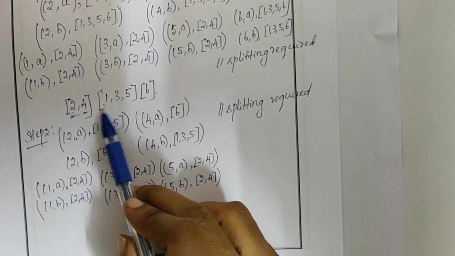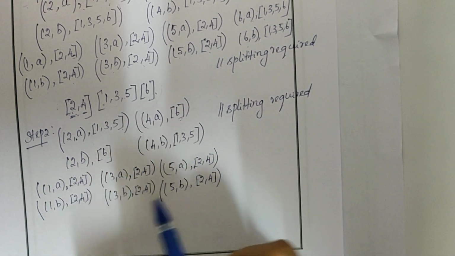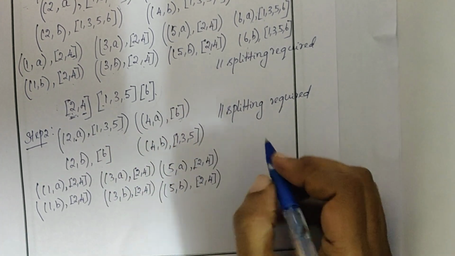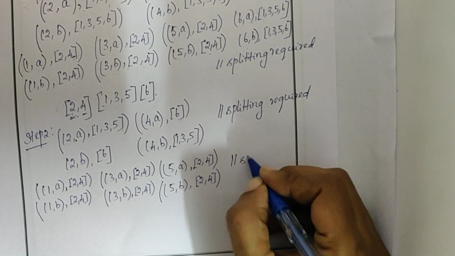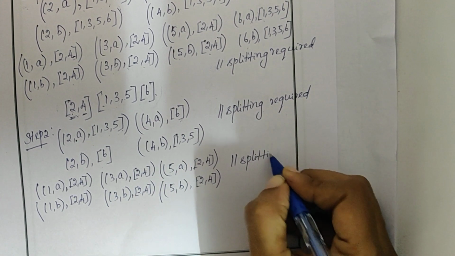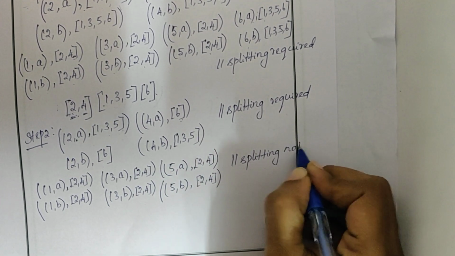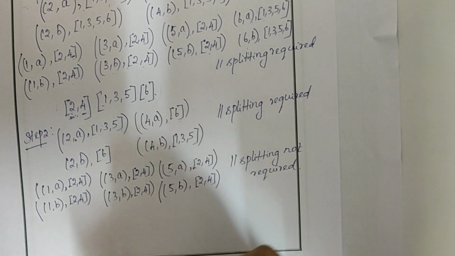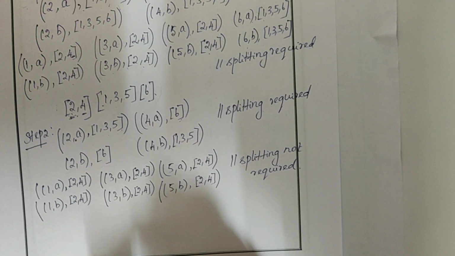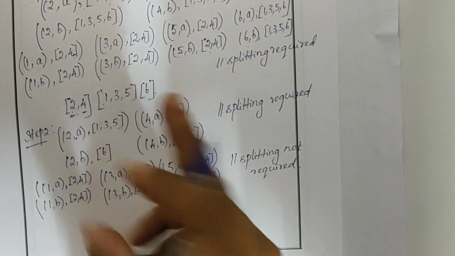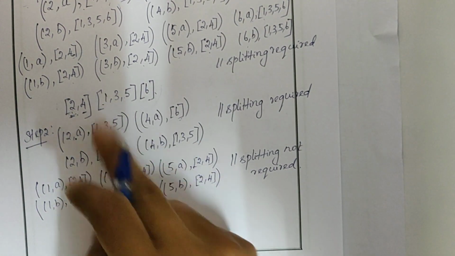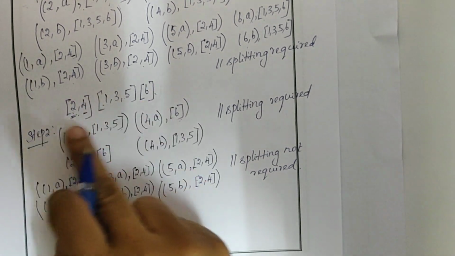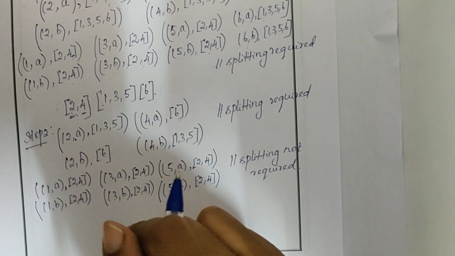Right? So this 1 3 5 class is over. Check, everything is the same. So no need to split. Write the comment splitting not required. Right? Next 6 is alone only. No need to check. Now you can finish this step 2. All the classes are over.